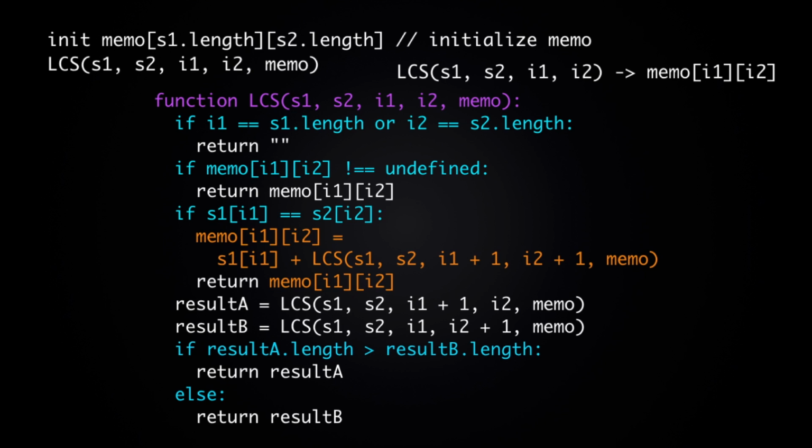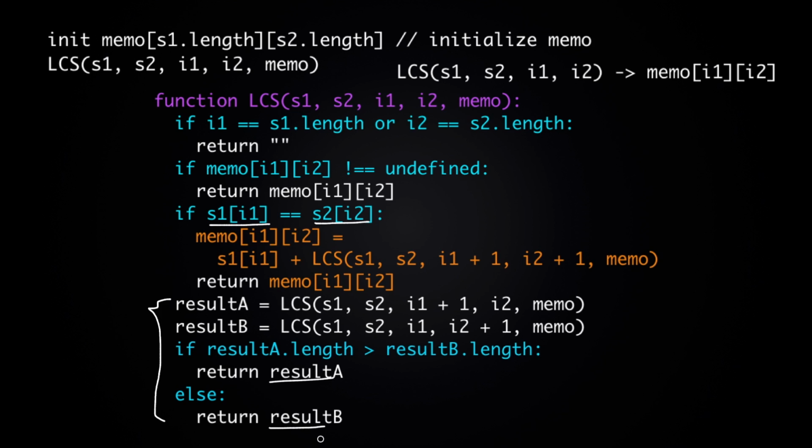Okay, and to make this function complete, you need to do the same thing basically for the second case, when s1[i1] is not equal to s2[i2]. So before you return the result, you'll need to store it in memo and then return that instead. Okay, so once you have all of that, this function is going to be complete.